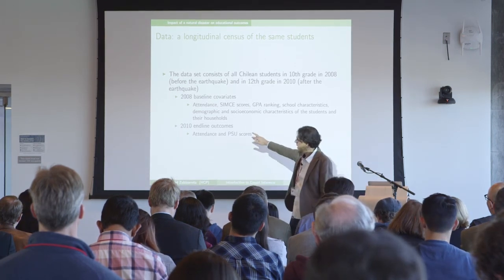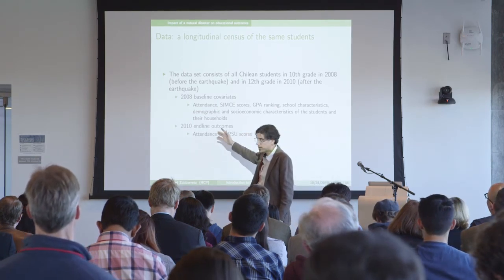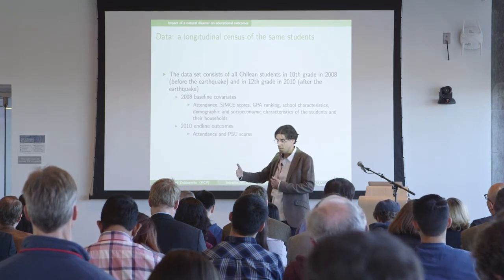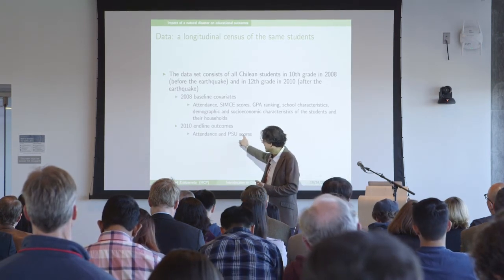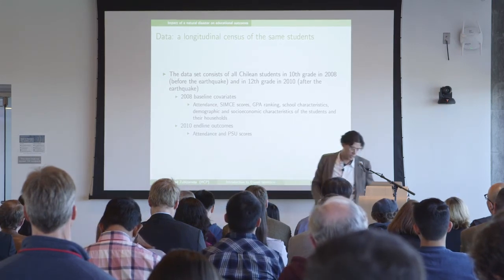And then we're going to look at two outcomes. We're going to look at the outcomes after the earthquake on school attendance of that last year of school before taking the SAT, and the equivalent of the SAT score. Right? We're going to look at two outcomes.